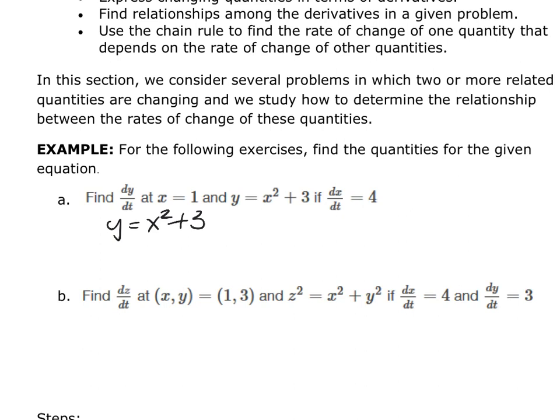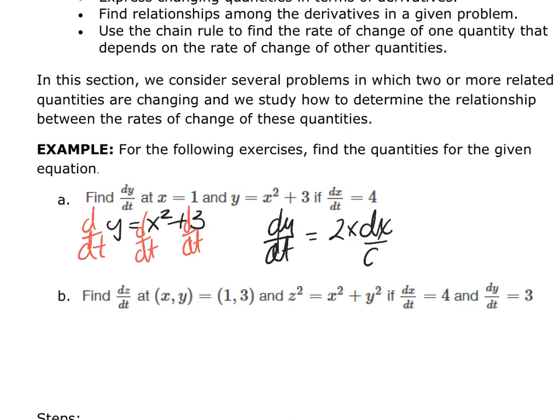Now we're going to do it with respect to time. So we do the derivative of y with respect to time, the derivative of x with respect to time, and then the derivative of 3 with respect to time. But that's still going to be 0, so that part hasn't changed. What has changed now is that I now have dy/dt is equal to 2x dx/dt.